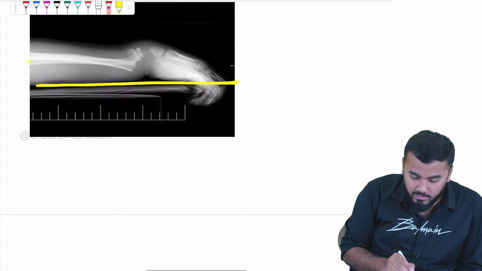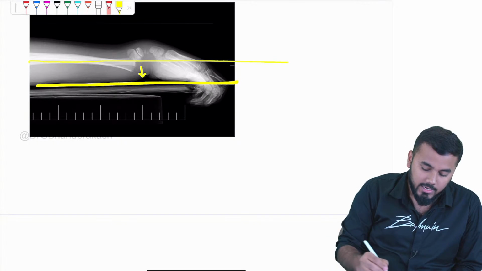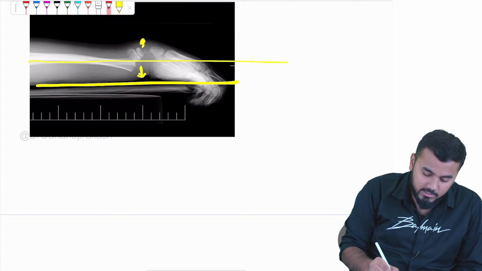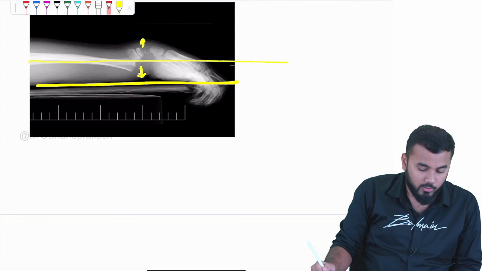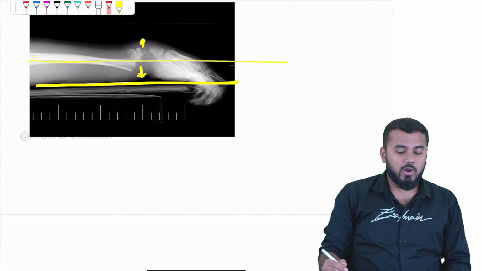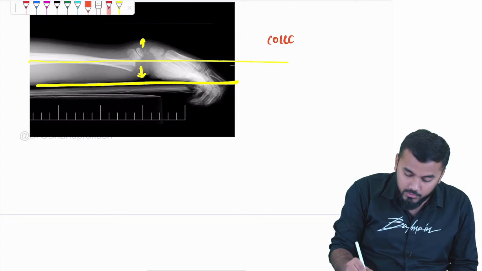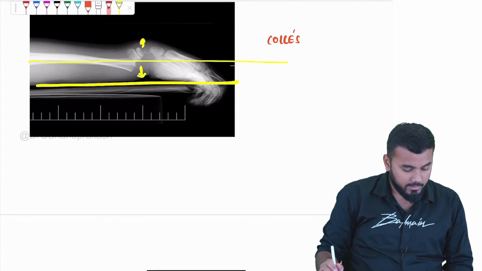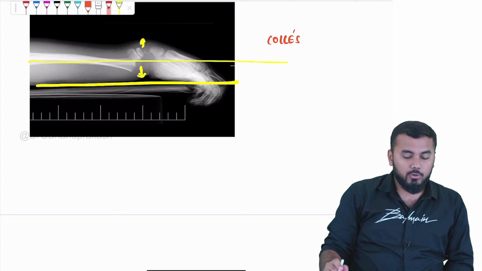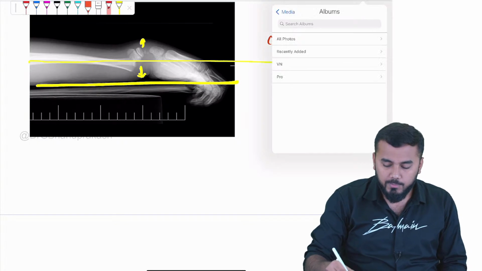Okay. See, I'm making a straight line. The radius is downwards. The remaining part is upwards, but the radius is pointing downwards here. Very good. Downward is what? Downward is Colles fracture. Again, I'm telling you, if the radius is pointing downward, it is Colles. Let me show you Smith. You will understand.